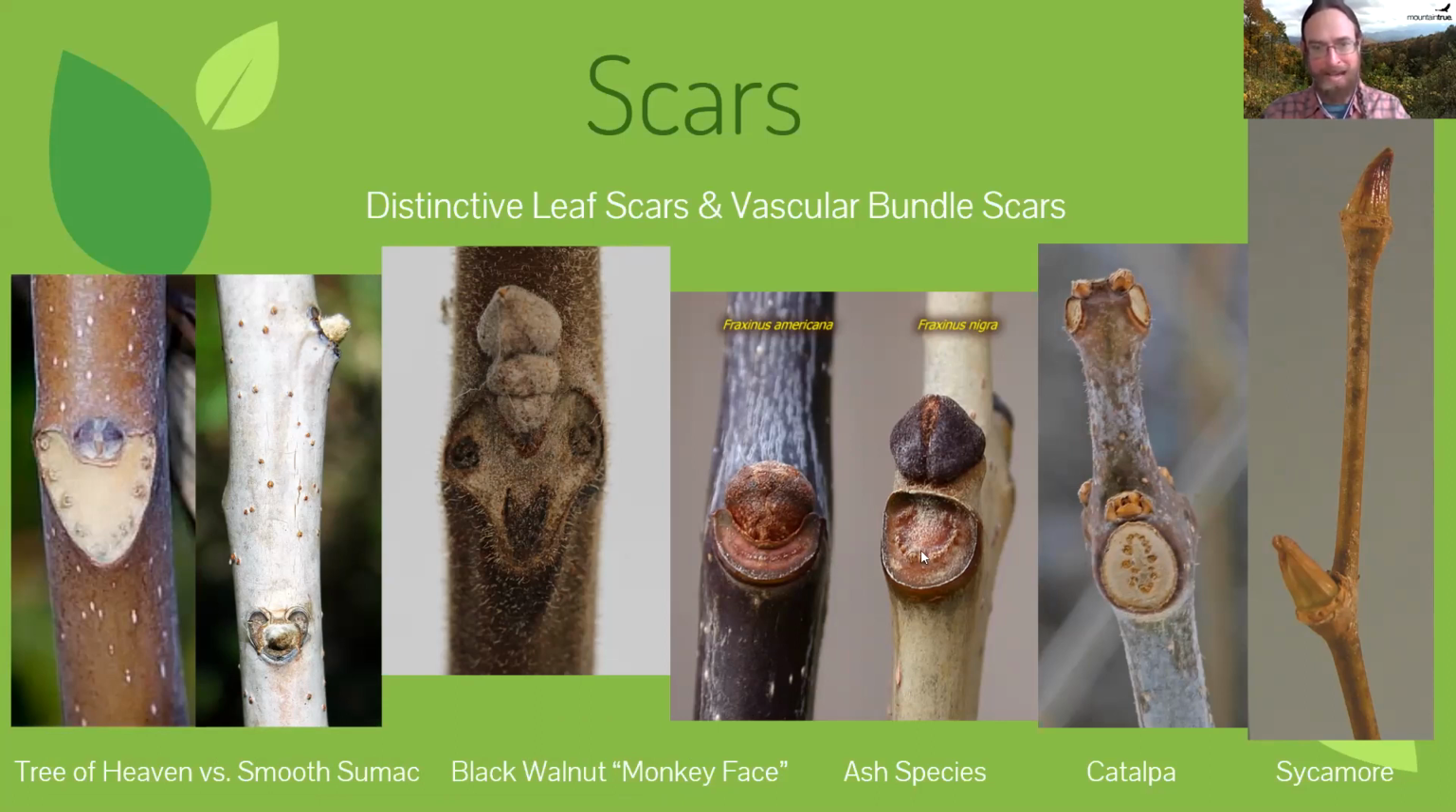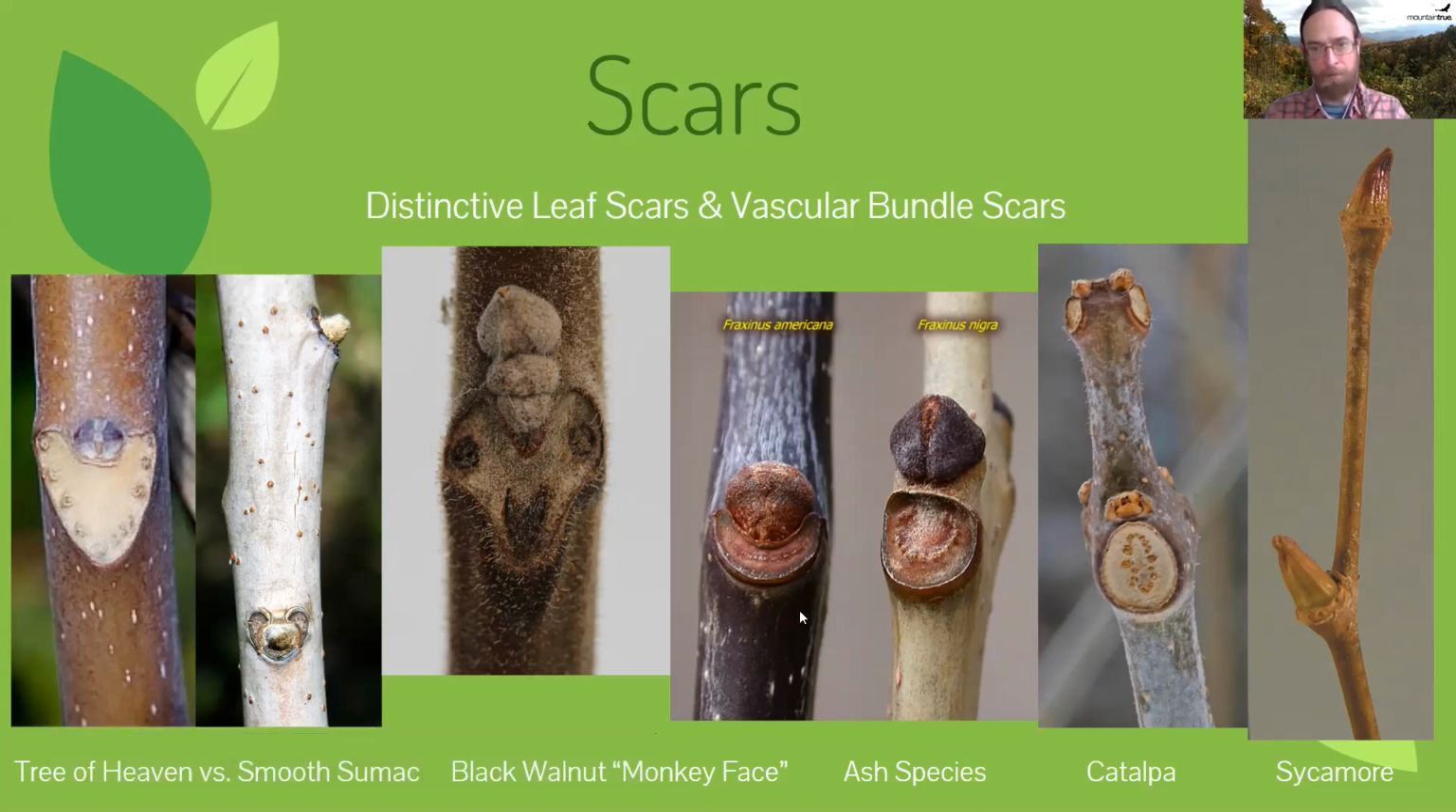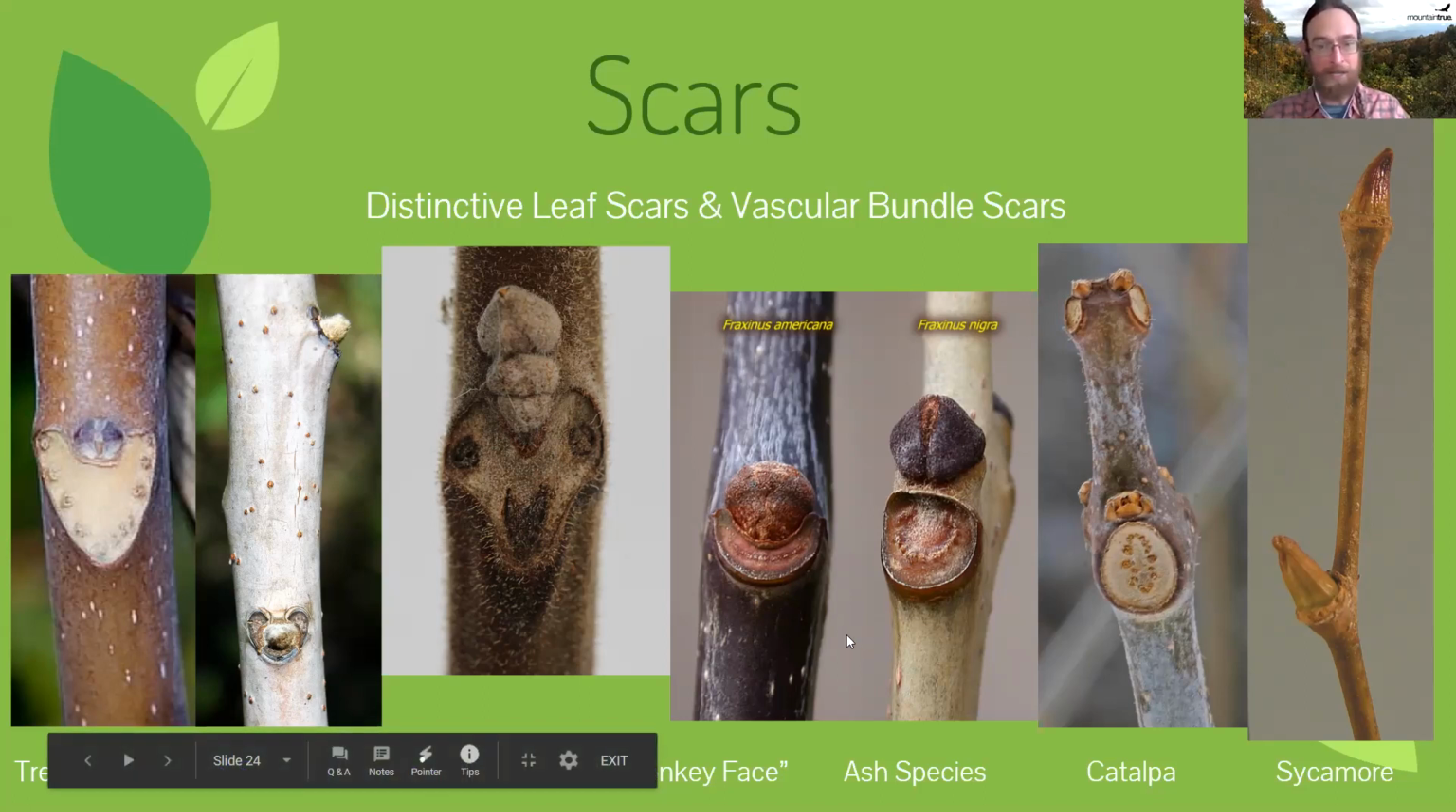And then moving over to the ash species. Here we have 2 different ash. One is native here, Fraxinus americana. Fraxinus nigra is a much more northern upper Midwest species. And look how different those leaf scars and bundle scars are. So if you happen to be in Minnesota and didn't know if you had a black ash or a white ash, that could be a great clue for you.